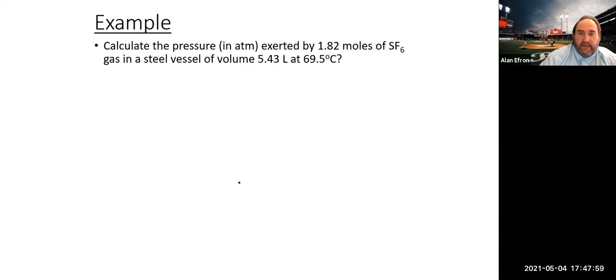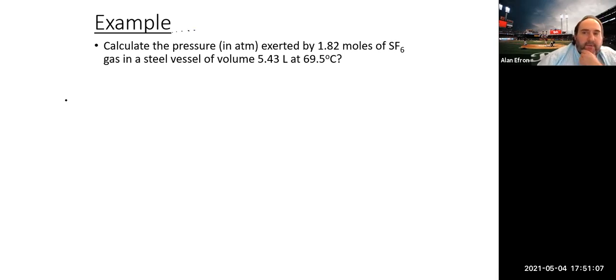So why don't you give this one a go? We want to calculate the pressure exerted by 1.82 moles of SF6 gas in a steel vessel, volume of 5.43 liters, and at 69.5 degrees Celsius. Take a couple minutes, see what you come up with.